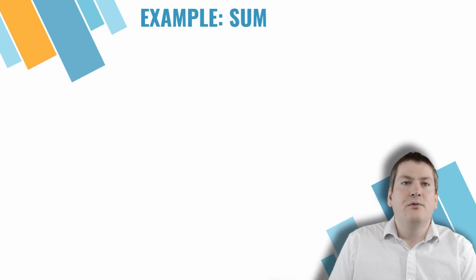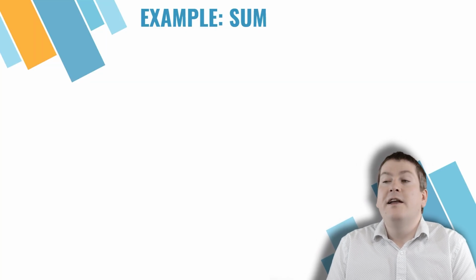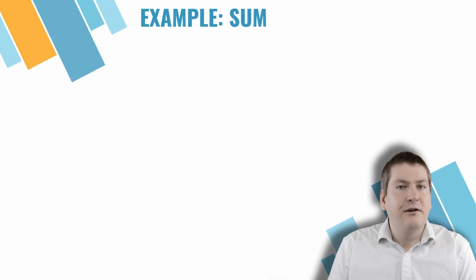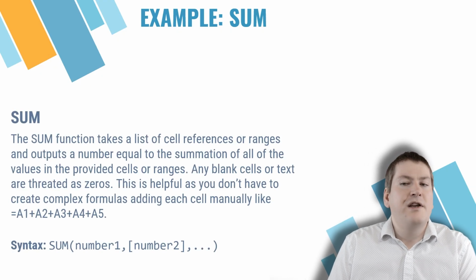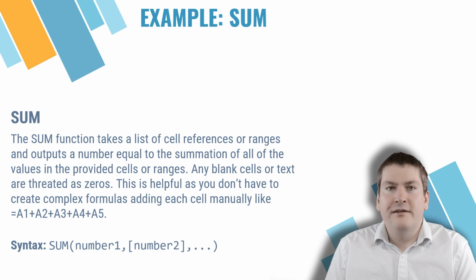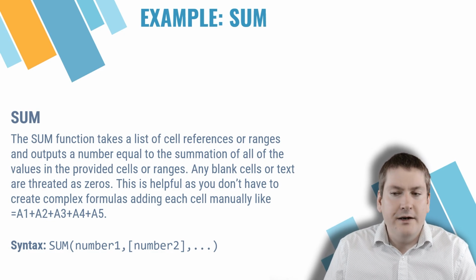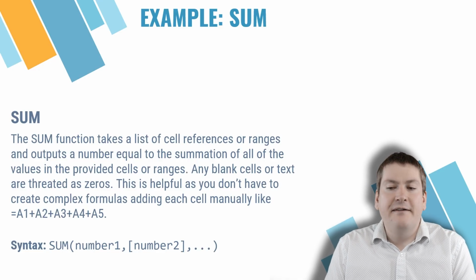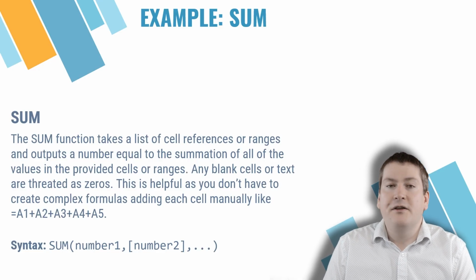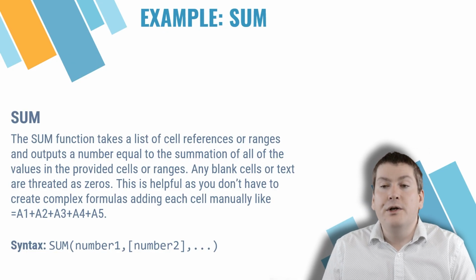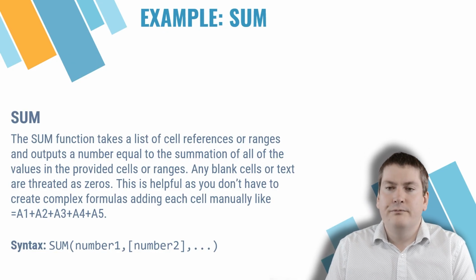So let's give you an example of what this forum post would look like. Here I'm using sum, but once again, you can't use sum because it was in that restricted list. First we'd have a description in our own words. The sum function takes a list of cell references or ranges and so on. And then we have the syntax of it there at the bottom. It's showing, in the same syntax used in the documentation, how you would use this sum function.